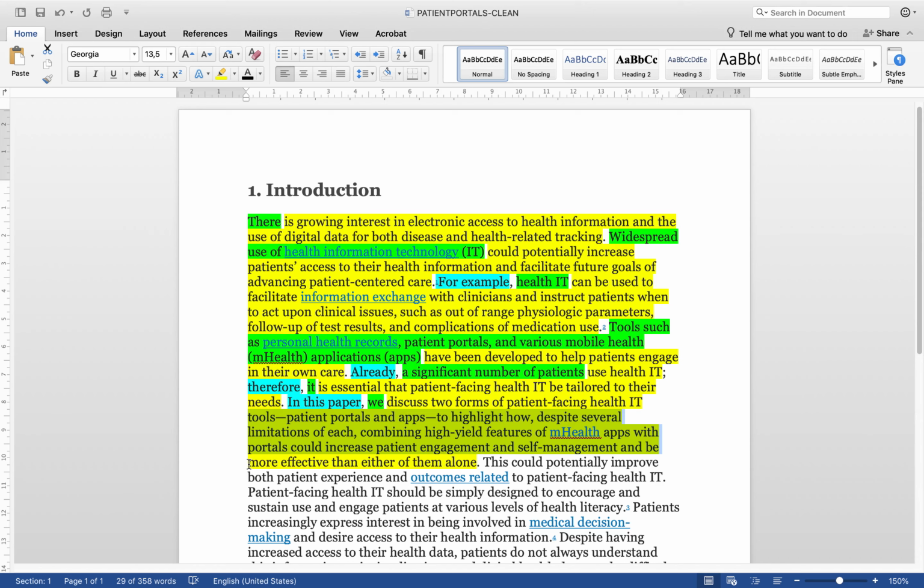This part of the article would have been improved so much already if they had written something like, in this paper, we discussed two forms of patient-facing health IT tools. On the one hand, there are patient portals, and on the other hand, there are apps. In our discussion, we will highlight how, despite several limitations of both types of tools, the combination of high-yield features could increase patient engagement and self-management, and therefore be more effective than either of them alone. Suddenly, you have 3 or 4 small sentences, and in those small sentences, you help the reader jump from focus to focus to focus. And the point that you're trying to make, the combination of the two of them is effective, is still there. It's more powerful now than in this impossibly long focus that we have here.